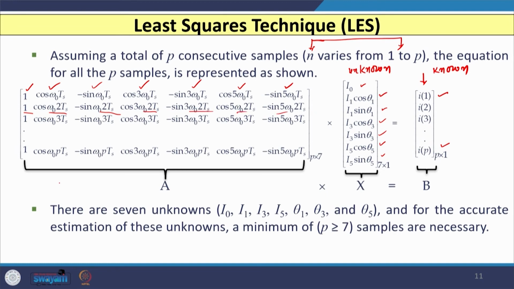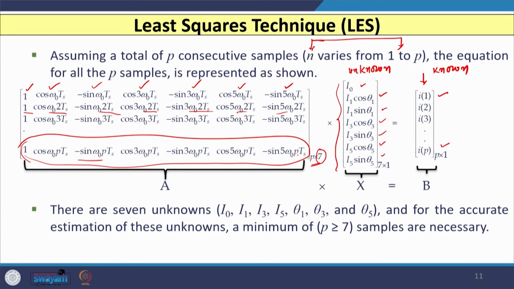So, similarly, if you extend, you will have the last row in which you have these elements, that is cos omega 0 p T s minus sin omega 0 p T s and so on. So, this matrix is nothing but p cross 7. The 7 number we will explain, because we have the 7 unknowns, that is why this 7 number comes here. And on the right hand side we have these samples which are known, that vary from I1 to IP. So, the size of this matrix is p cross 1.